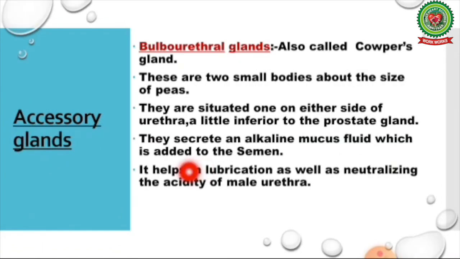The next accessory gland is bulbourethral glands, also called Cowper's gland. These are two small bodies about the size of peas. They are situated one on either side of urethra, a little inferior to the prostate gland. Their main function is to secrete an alkaline mucus fluid which is added to the semen. It helps in lubrication as well as neutralizing the acidity of male urethra.